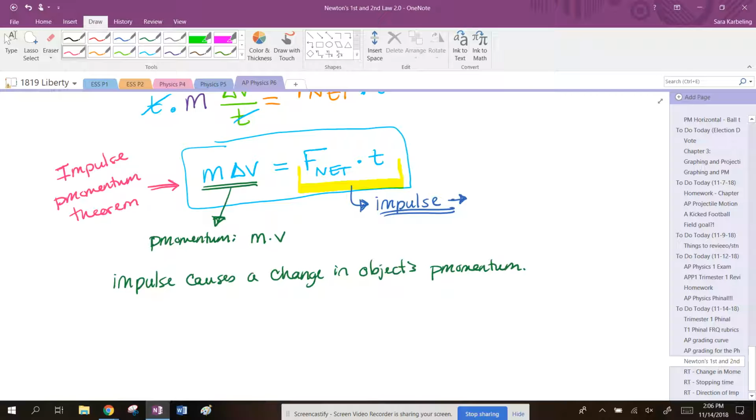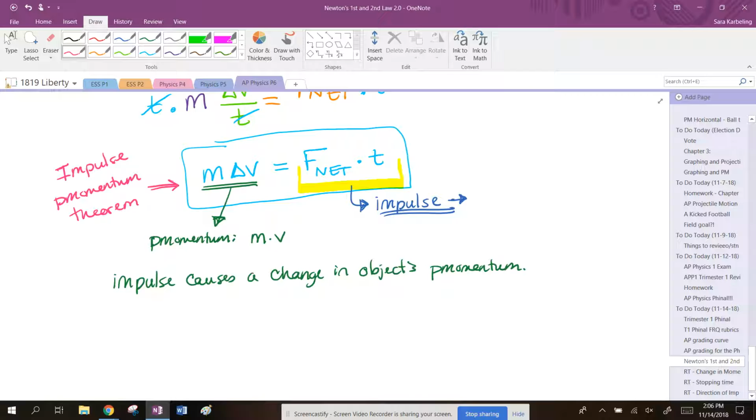No. So momentum is changed by an impulse. So if a force acts over some amount of time, then the mass times velocity changes. Now, the funny thing about this, and probably the reason that they gave it its own name of the impulse-momentum theorem, is because there are a couple of different ways that you can change momentum.